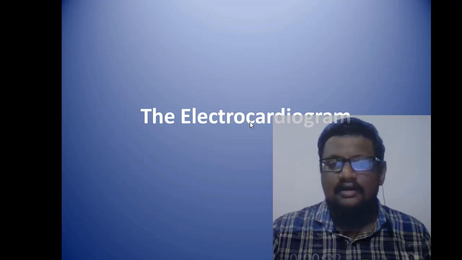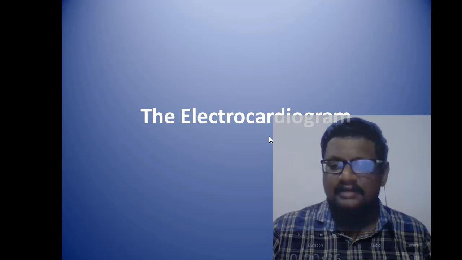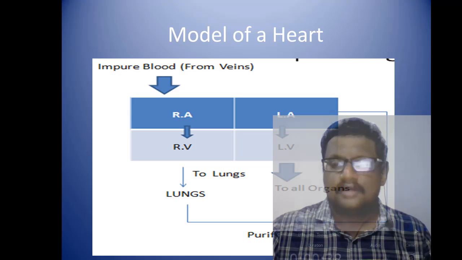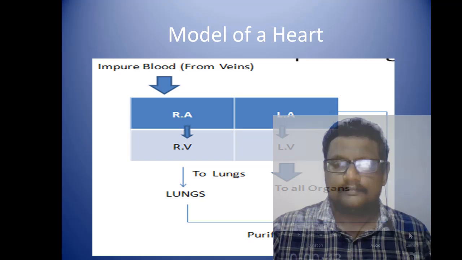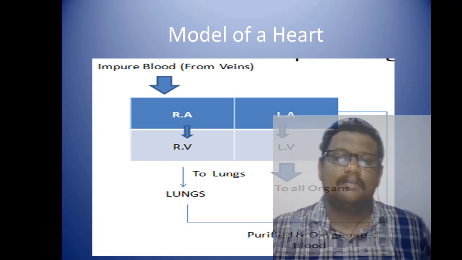So cardio means heart, that is the name electrocardiogram. Electrocardiogram is a waveform that is arising from the heart. So I have drawn the basic diagram of a heart. The anatomy of the heart I have shown through a simple block diagram.